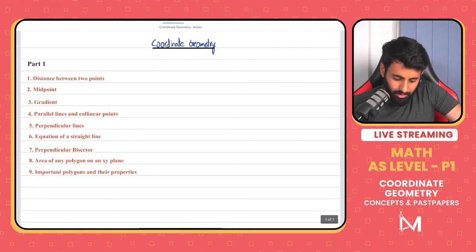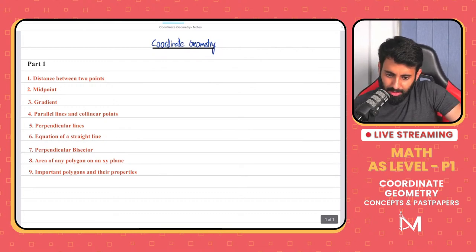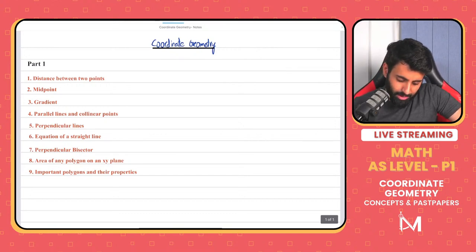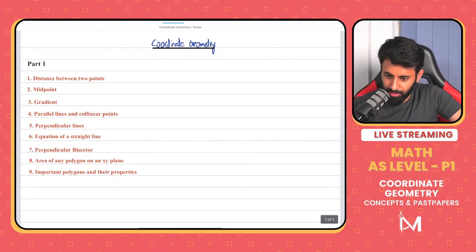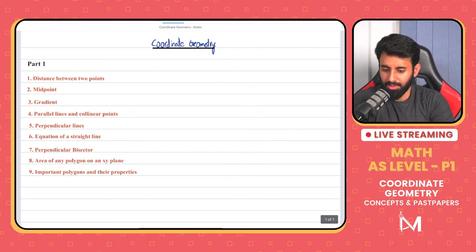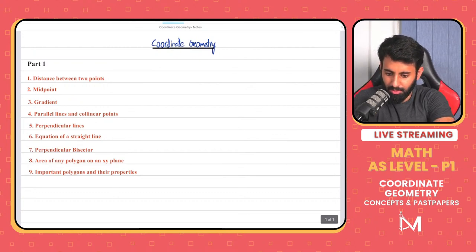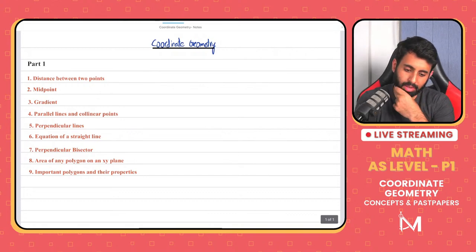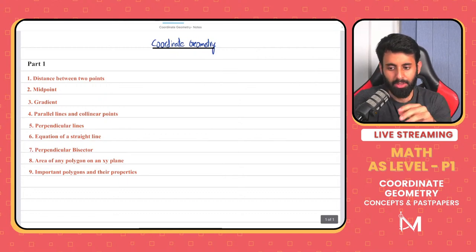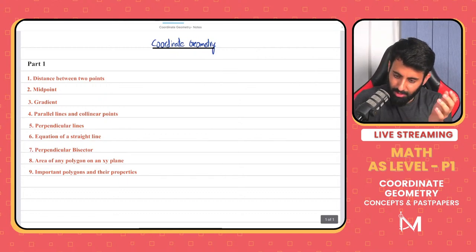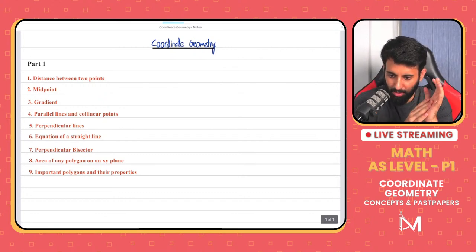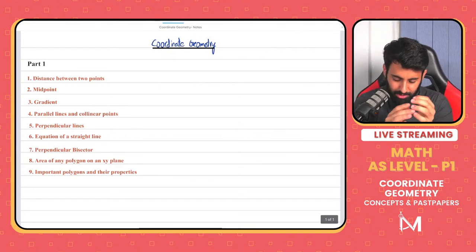Today's objective is that we will go over the concepts as well as past paper questions. Most of the concepts that you have in coordinate geometry are basically from O-level math. If you've done AD maths, then pretty much all the concepts other than equation of circles, which we're not going to cover today, are the same, but the difficulty level of the questions is much higher. So let's go over the concepts one by one, and we'll do past paper questions on the side as well.